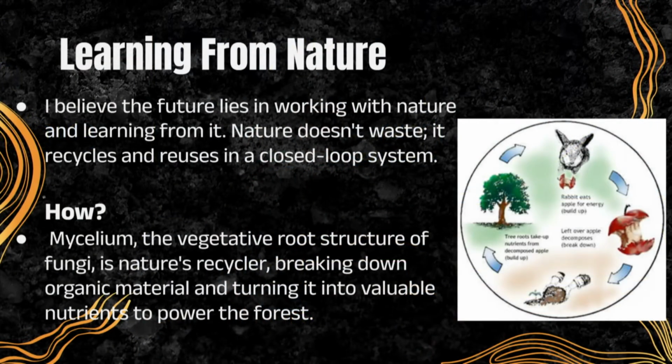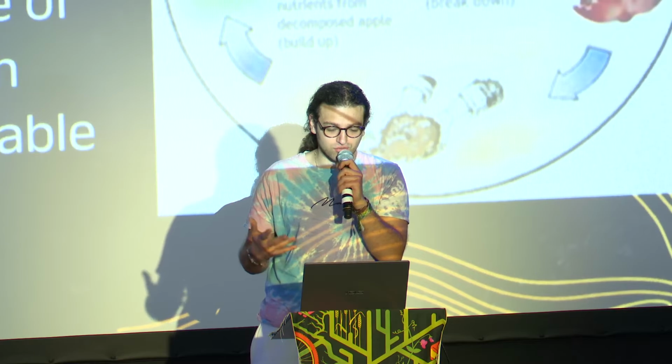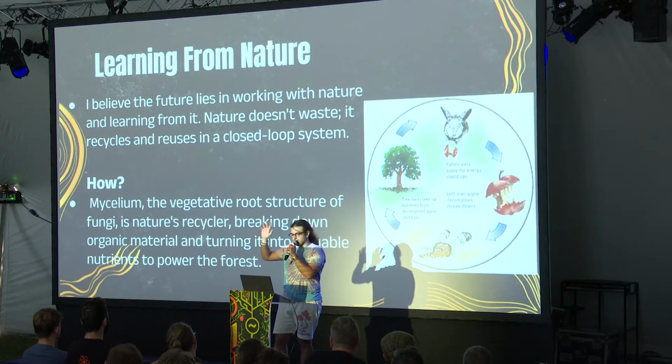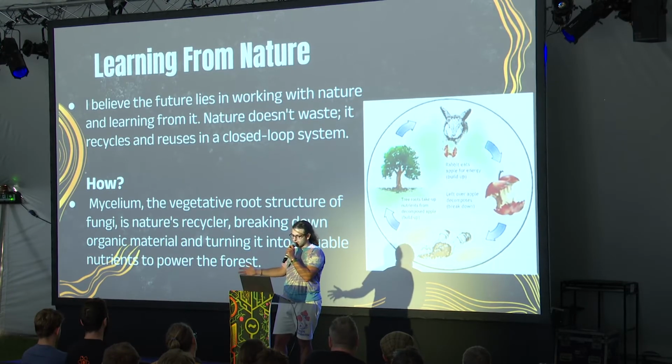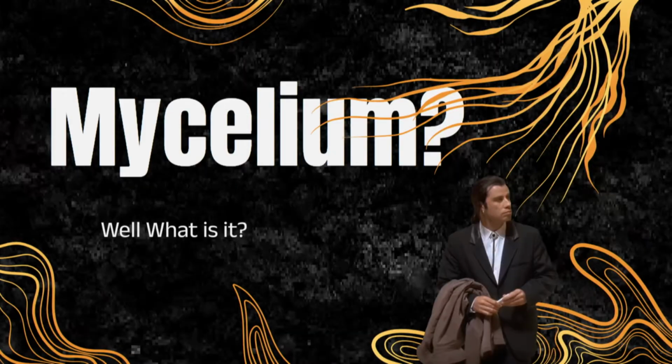Nature works in a closed-loop system. Everything gets recycled and reused, and that is done by mycelium. Mycelium is a root structure that is basically nature's recycler. As you can see in the picture, a tree makes a fruit, an animal eats the fruit, the animal dies, and the mycelium comes and turns that animal into nutrients and adds it back into the soil. And then it just goes round and round, circle of life.